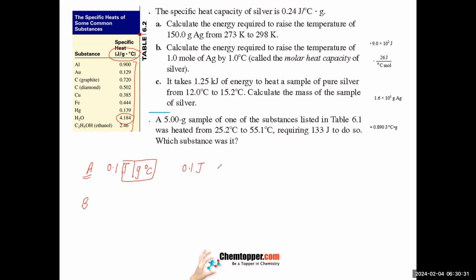0.1 joules of heat is needed to raise the temperature of 1 gram of substance through 1 degree Celsius.